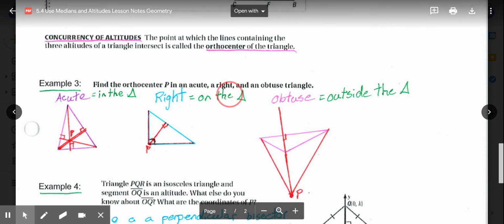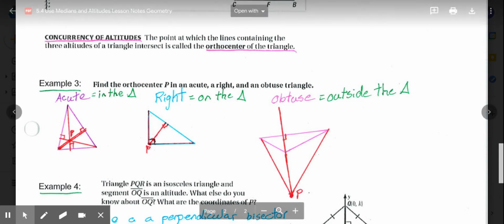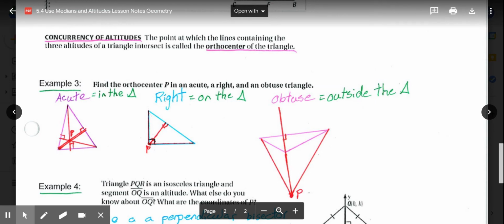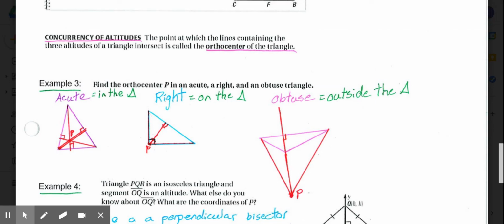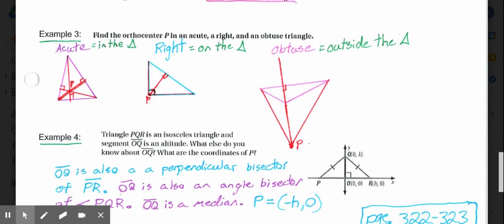If we have a right triangle, the altitudes meet at a point on the triangle. In this case, point P in the bottom left corner. And if we have an obtuse triangle, like the pink triangle here, then your orthocenter, the three altitudes, end up meeting outside of the triangle. And again, these are just some quick sketches. I'll show you a video showing you how to create an orthocenter and draw in altitudes.